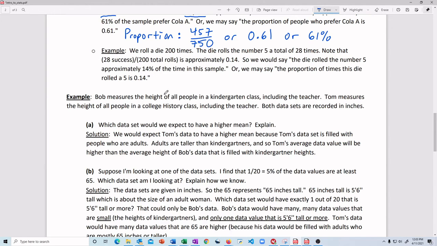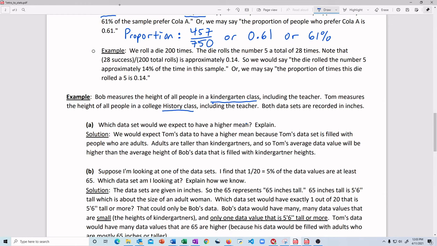It says, Bob measures the height of all people in a kindergarten class, including the teacher. Tom measures the height of all people in a college history class, including the teacher. Both data sets are recorded in inches. So Bob and Tom both have data sets with inches in them, just heights. Which data set do you expect to have the higher mean? So stop here, think about it. Which of the two data sets, the kindergarten class heights or the history class heights, will have the higher mean?